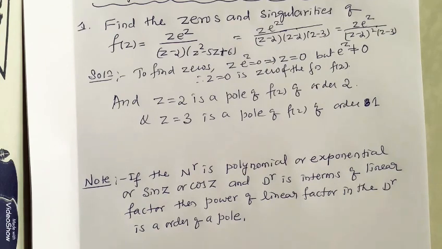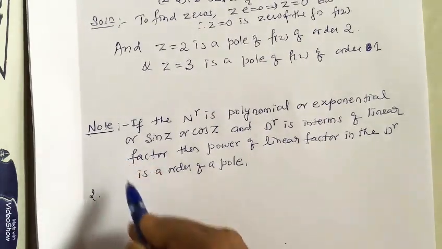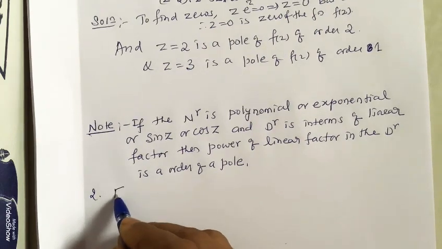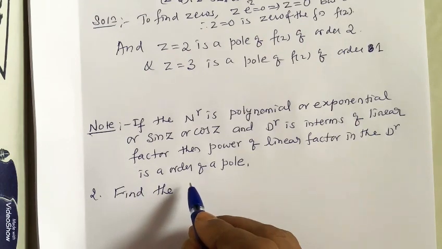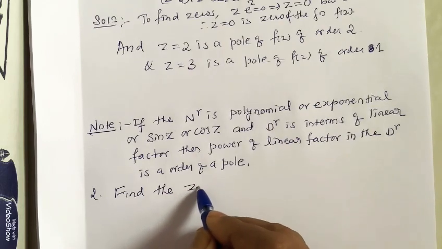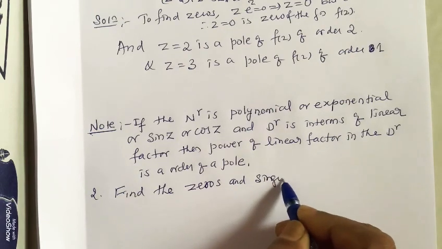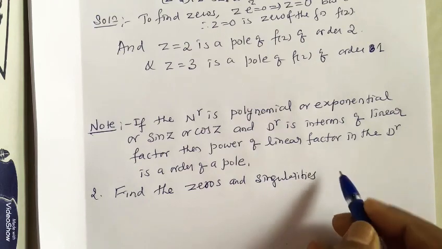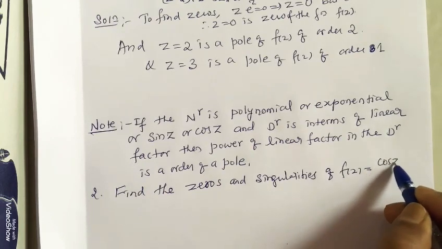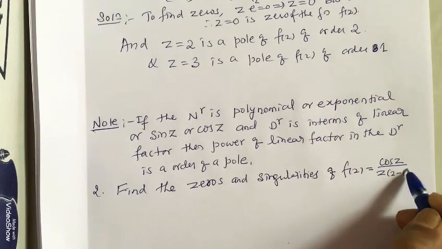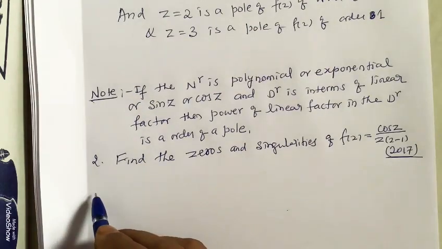So next example I will take. Next example: find the zeros and singularities of the function f z equal to cos z divided by z into z minus 1, asked for 2017. So here the solution.